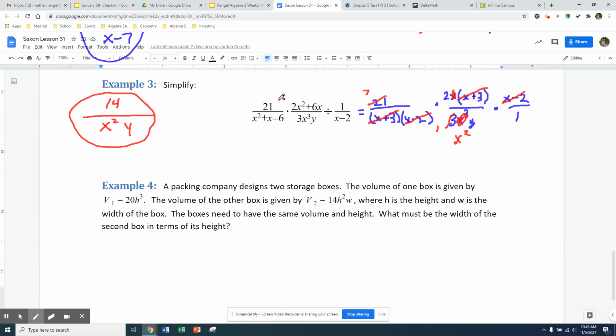So everything we factor, we look at anything in the numerator and denominator that is in common, and we can start to simplify it down. We are going to skip example 4, and we're now ready then to practice lesson 31, day 2. So you can go ahead, and we'll see you next time.